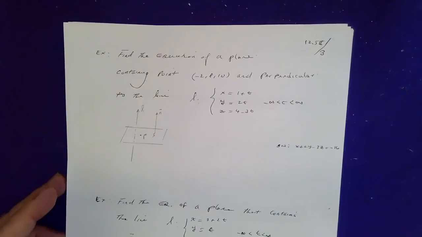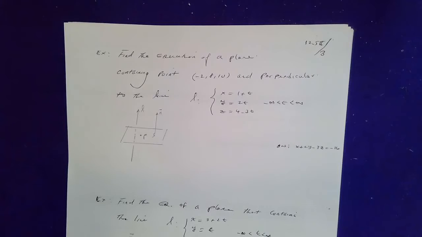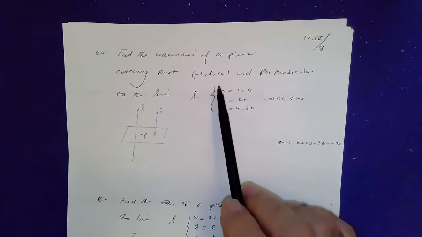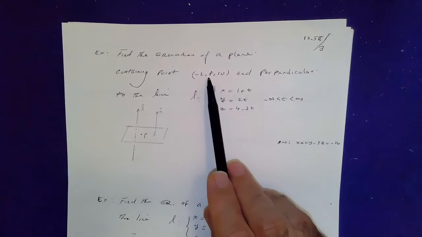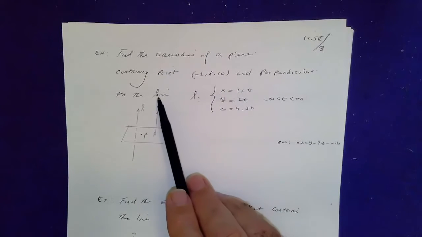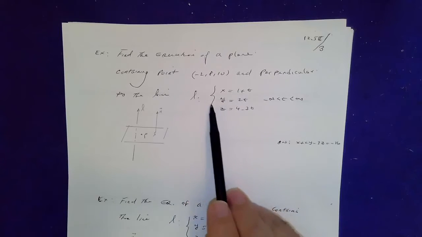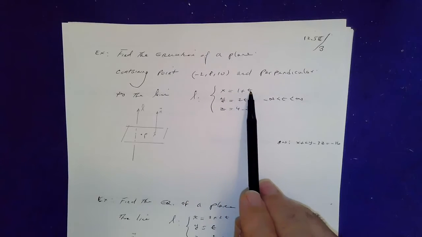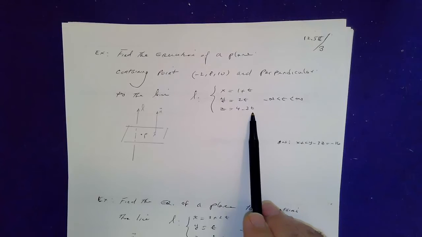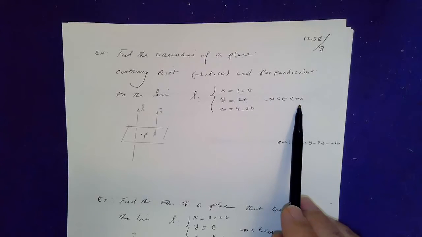So moving along here, let me find the next page, which is this guy. So how would you go about finding the equation of a plane containing the point, this guy, -2, 8, 10, but it's perpendicular to the line with parametric equation 1 plus t, 2t, 4 minus 3t. Don't forget t goes from negative infinity to infinity.